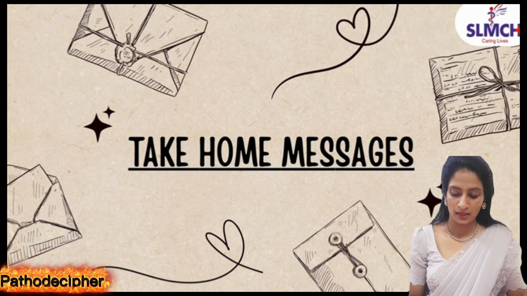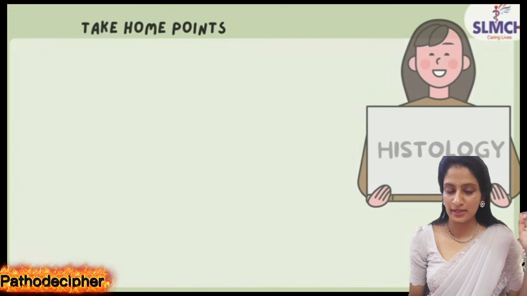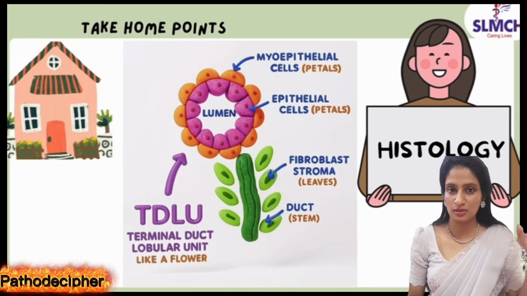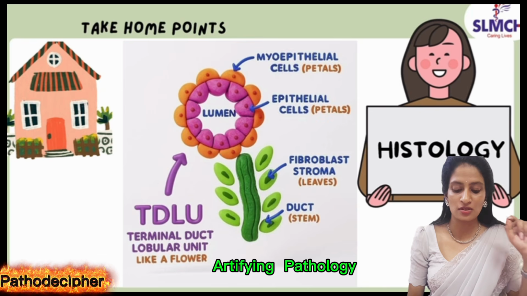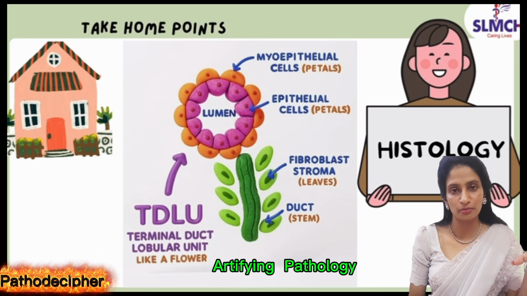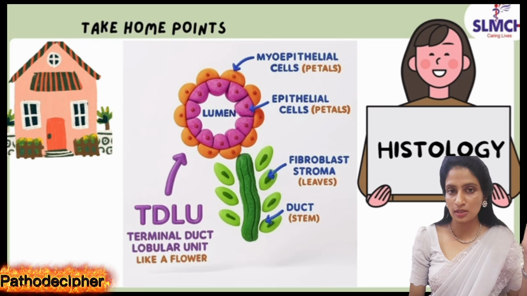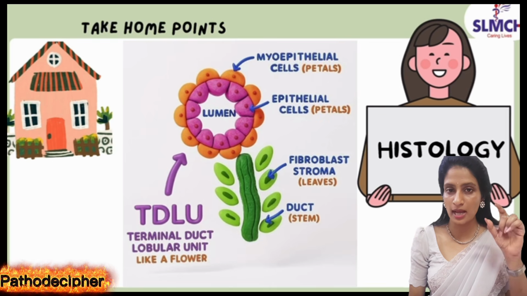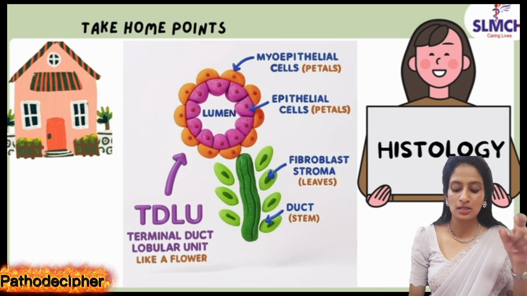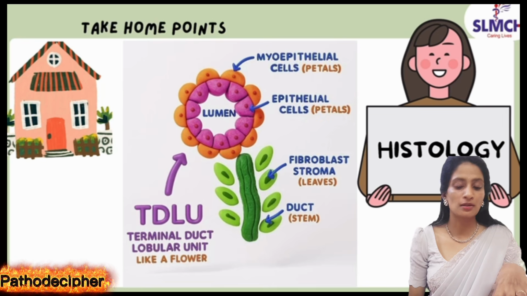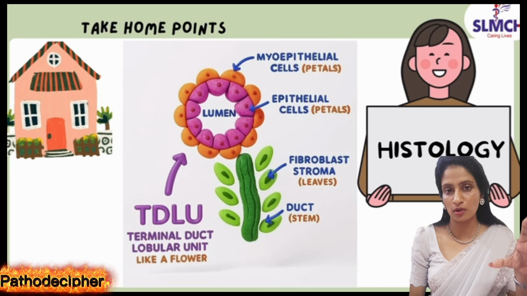Okay, so what are the take home points here? You should know the sunflower analogy, which is very essential. You can remember it like that. The lumen will be there. Petals have 2 layers: the epithelial cell inner layer, and the outer layer is compared with myoepithelial cells. The stem is compared with the duct, and the fibroblasts are compared with the leaves, and the whole unit is called TDLU, terminal duct lobular unit.